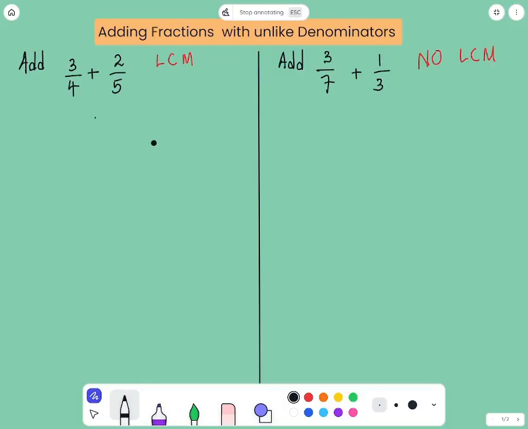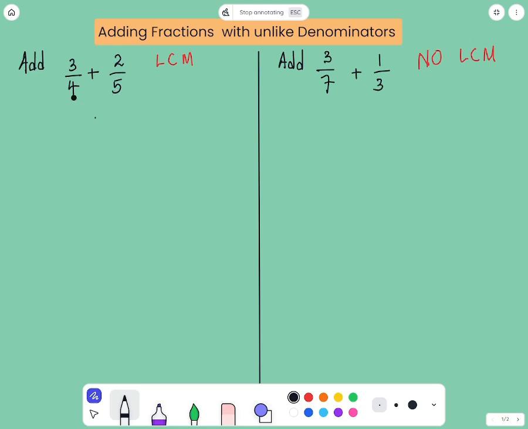Hi, today we are going to talk about adding fractions with unlike denominators. Example: 3 over 4 and 2 over 5.